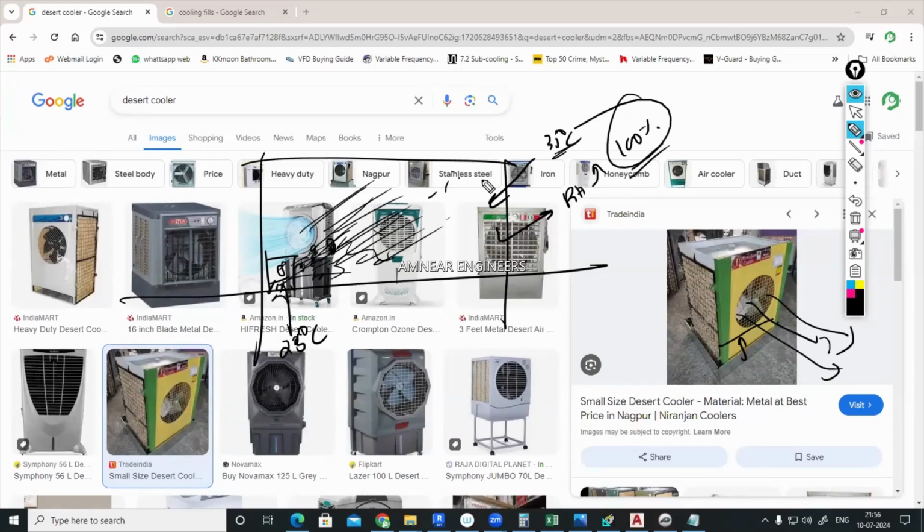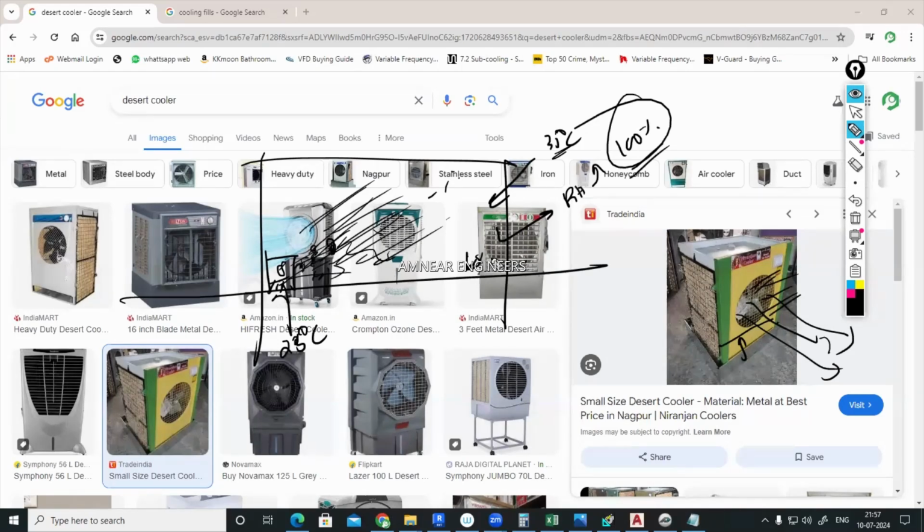Because whenever the water is evaporating, it will produce a cooling effect, because the water will absorb heat from the surroundings. That's why we are getting the cooling effect. So in a desert cooler also, initially you will get the cooling effect because the water will evaporate. But when the water is evaporating, all this water will be coming as moisture to the space only. So the room or the space relative humidity will increase from the starting.